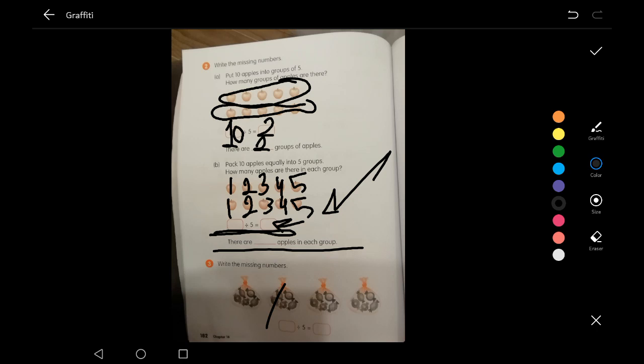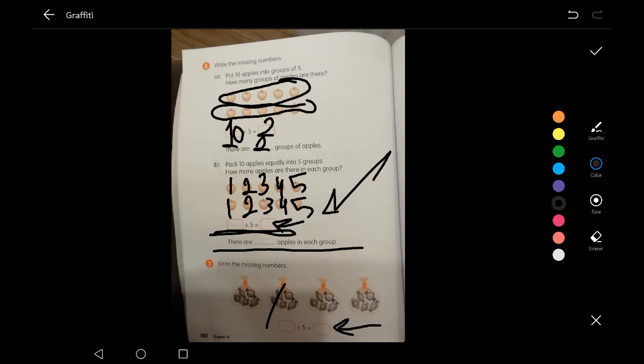Now, question number 3. Write the missing numbers. Here we have 4 bags. Each bag has 5 sweets, but this is not the question. As you note here, it is a division sentence.